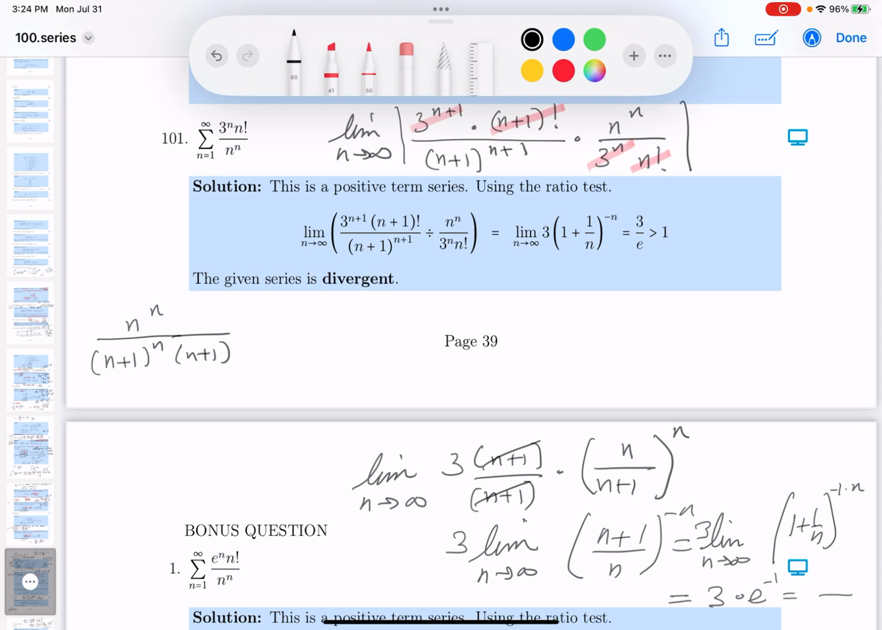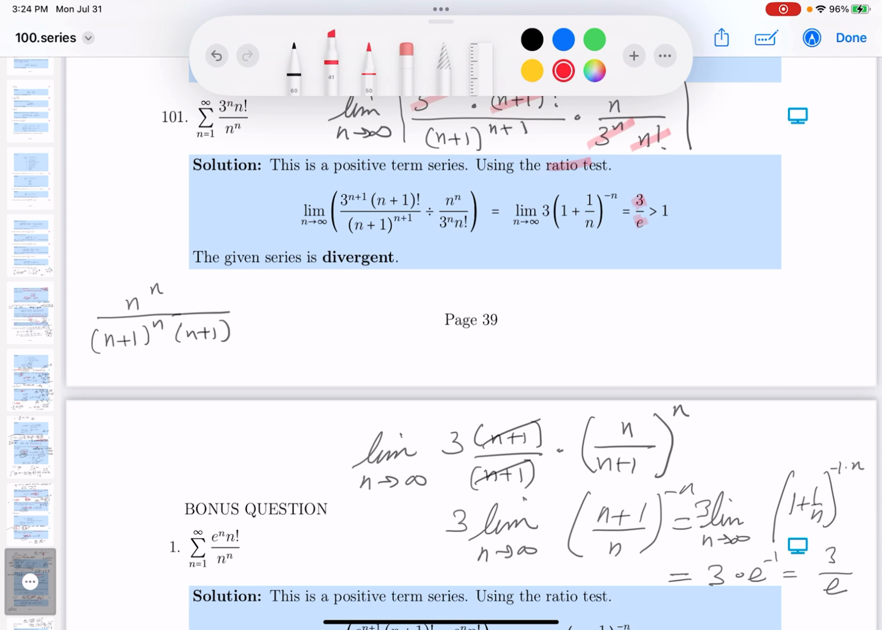What does that give you? 3 over e. What do I know now? I know that by using the ratio test, I get this number over here, which is 3 over e. What do I know about this? Again, I'm using a ratio test. It's greater than 1. What does that tell me? It's divergent. And we're done.